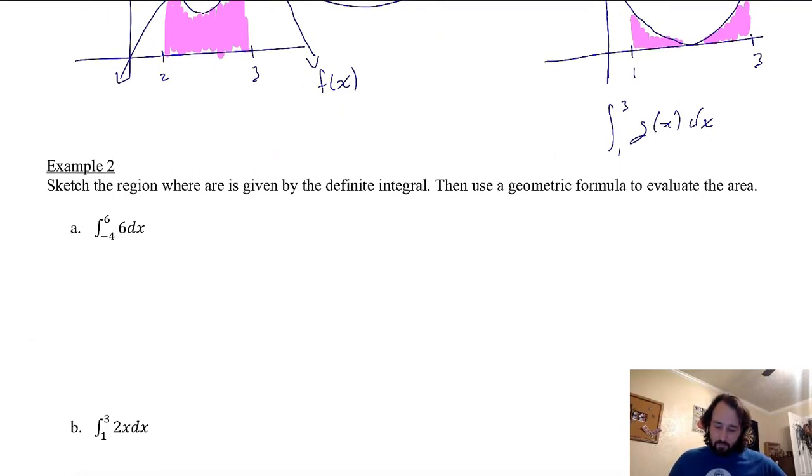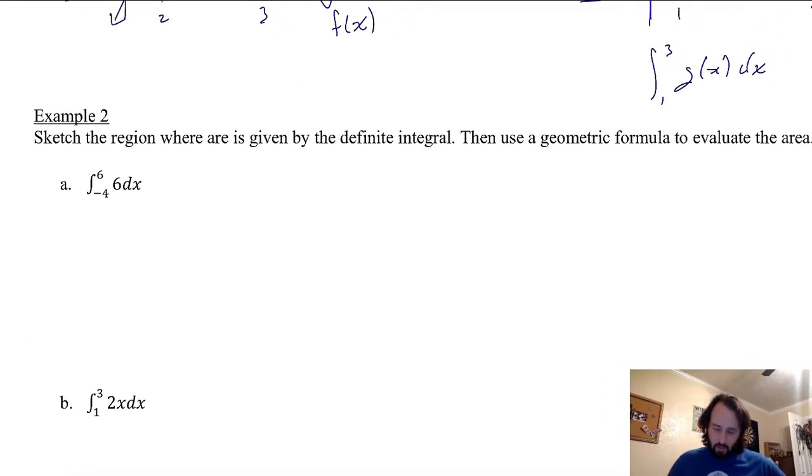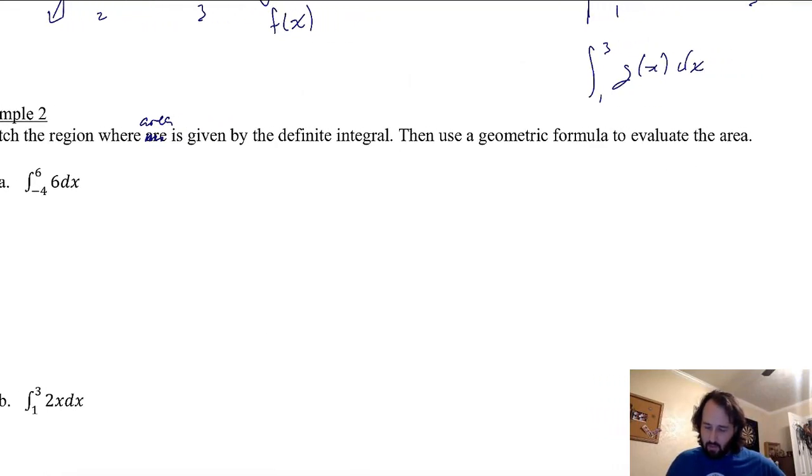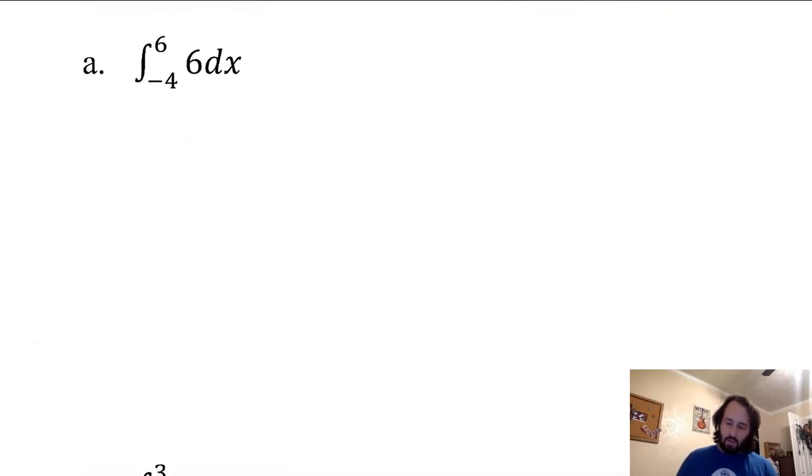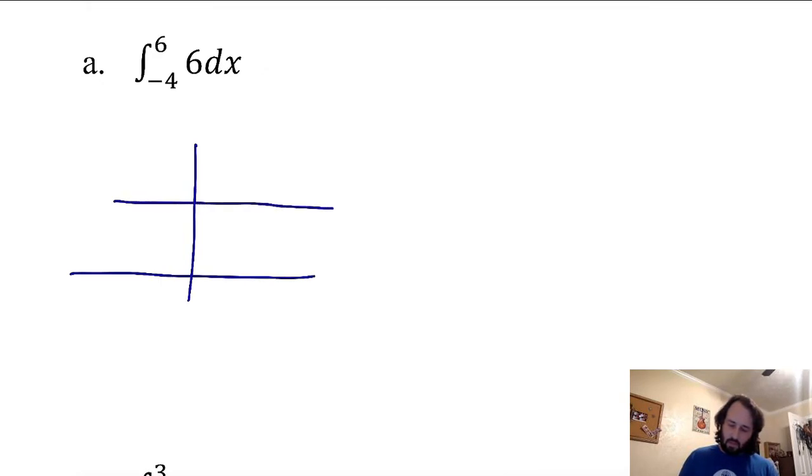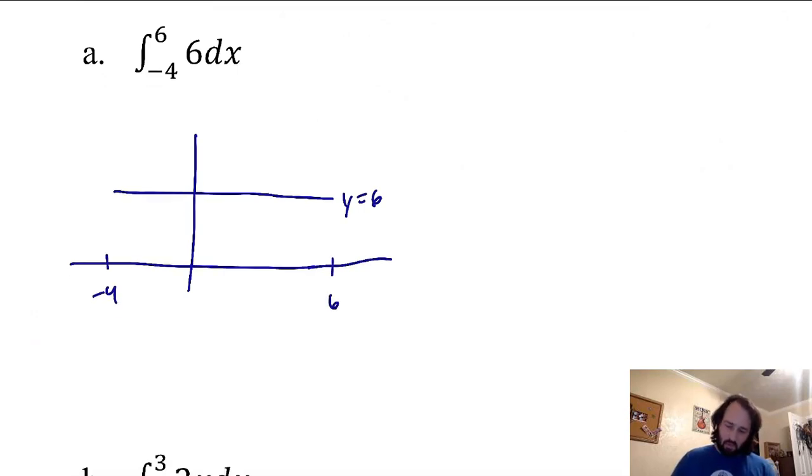Okay. Sketch the region where area is given by the definite integral, then use a geometric formula to evaluate this area. So I am doing the area under the line y equals 6 from -4 to 6. So this is y equals 6 from -4 to 6. And I'm trying to find all this area right here.